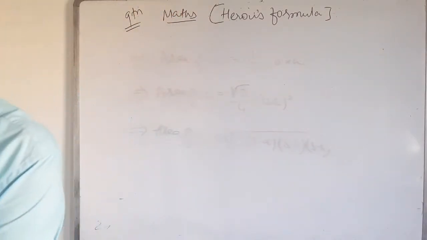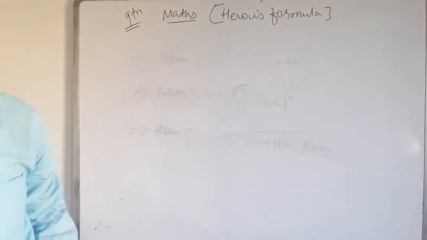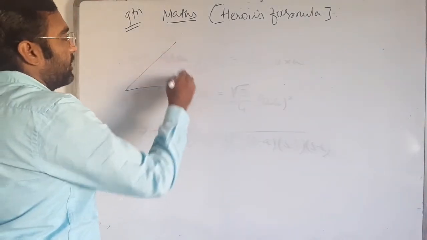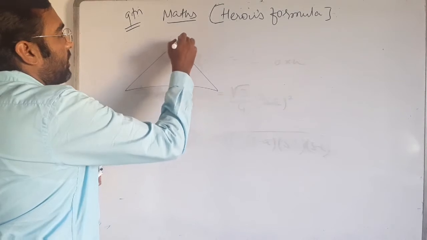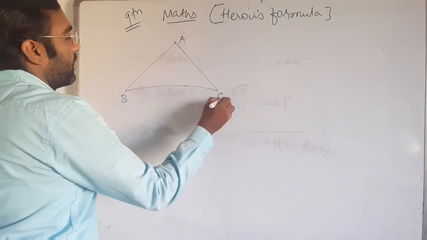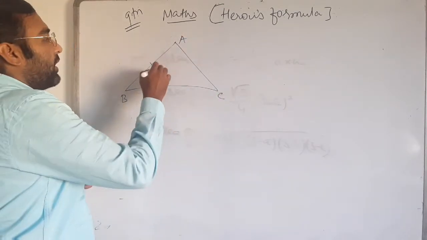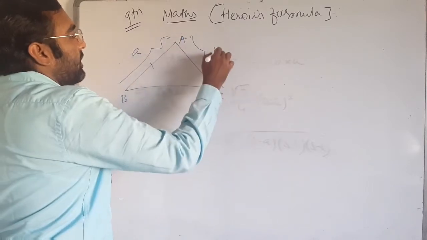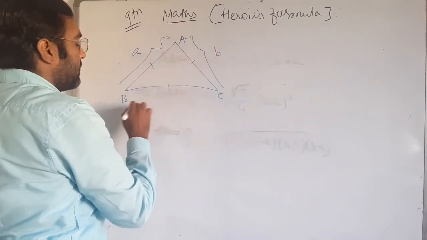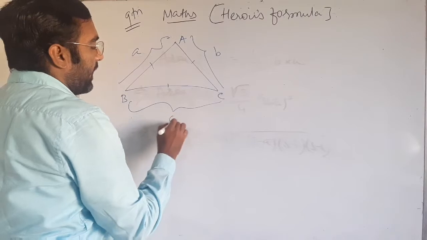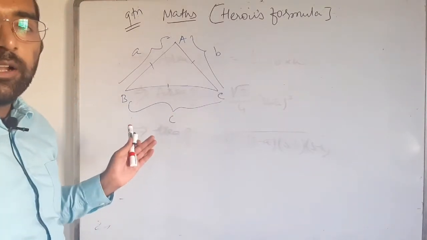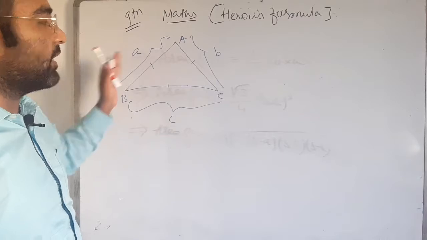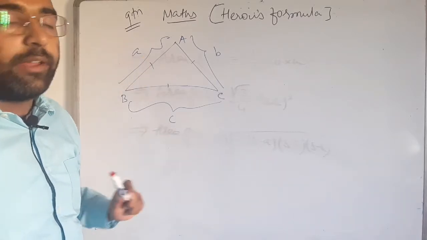Okay, now in Heron's formula there is a triangle we have to draw. Here is the triangle ABC. We have to name the sides of the triangle. There are three different sides, and we name them a, b, and c.